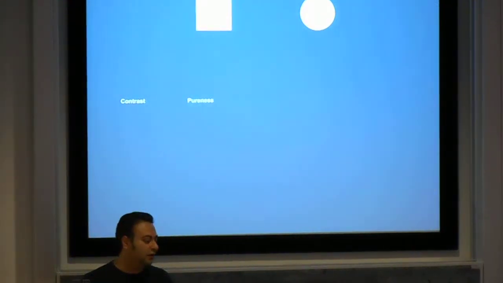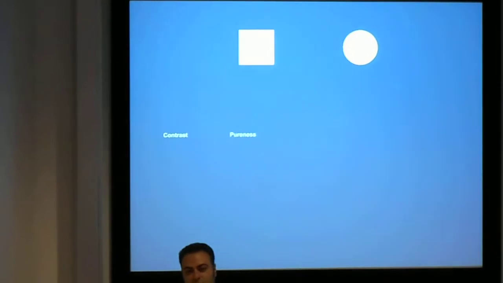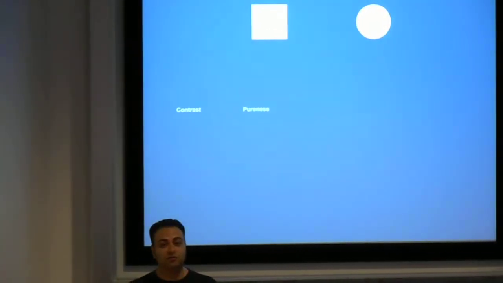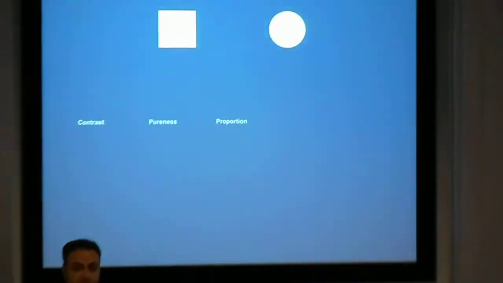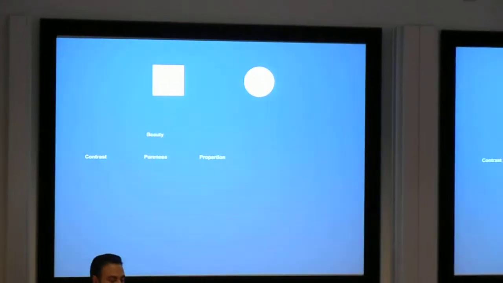Elements we have in the design. The other thing is these two elements are interacting with each other. When you look at them, how much they're similar, how much they're different. And that similarity brings us the third quality, which is called proportion. Right? And these three are the qualities of beauty.